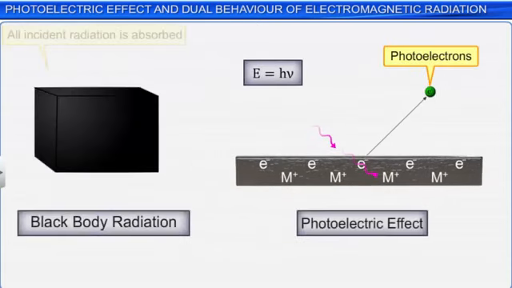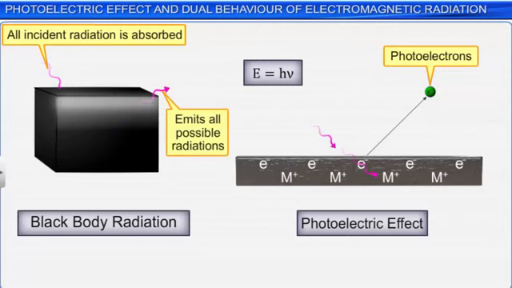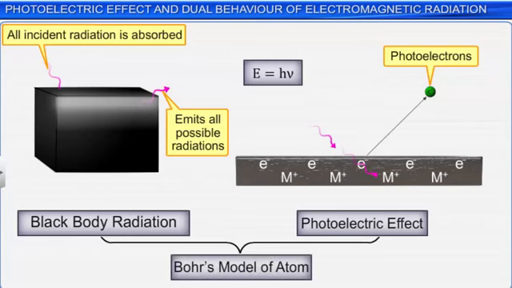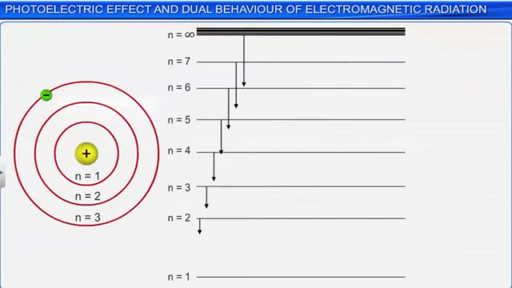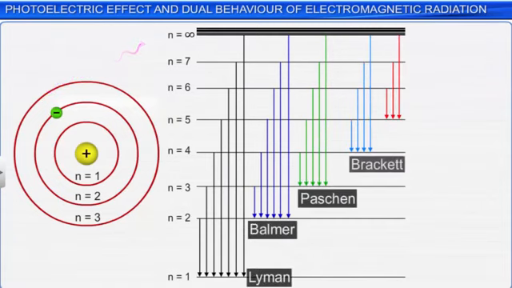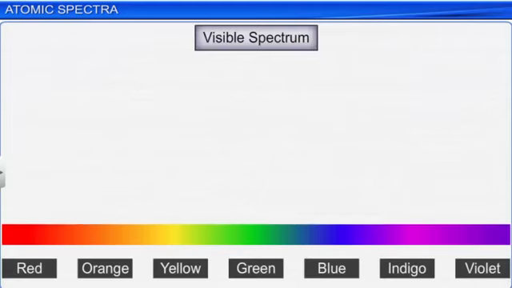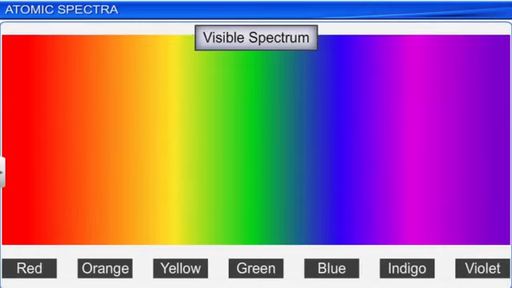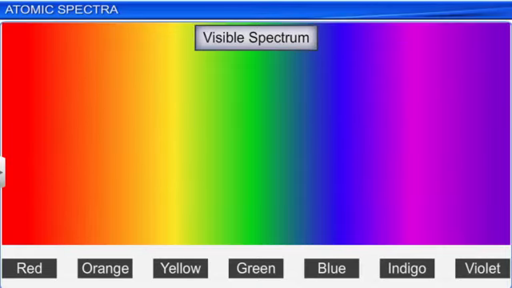Thus, these theories and conclusions, such as the black body radiation and the photoelectric effect, led to the development of Bohr's model of atom. Bohr's model of atom could successfully explain the line spectrum of hydrogen atom that you will learn about in the next module. Before we begin to learn about atomic spectra, let's understand the term spectrum.